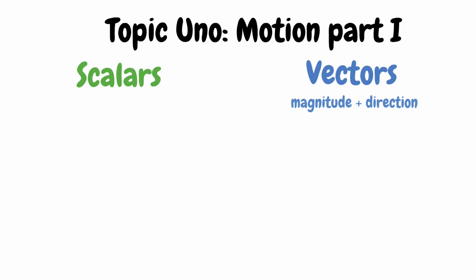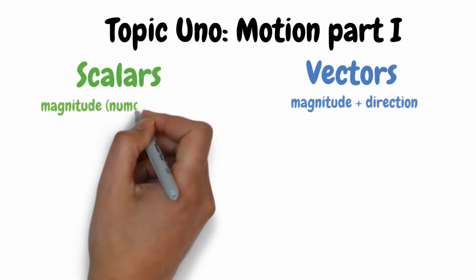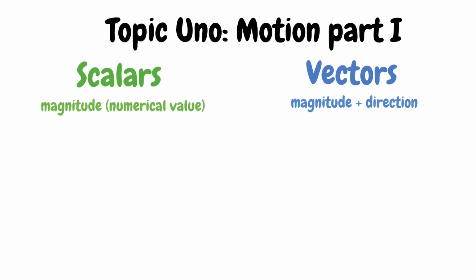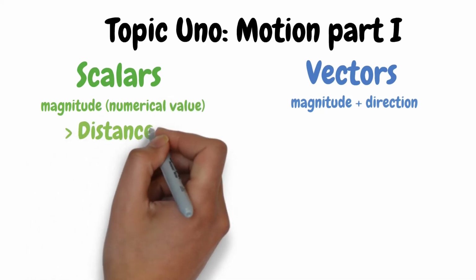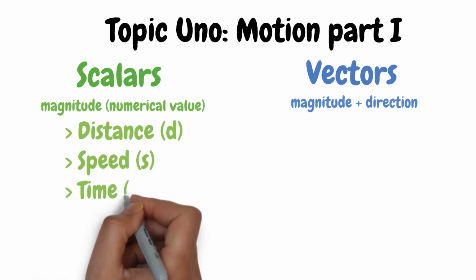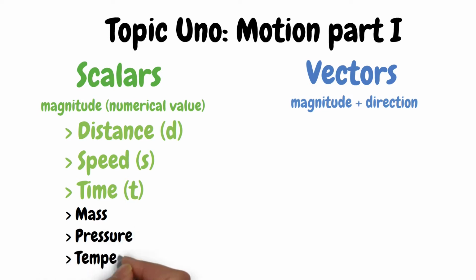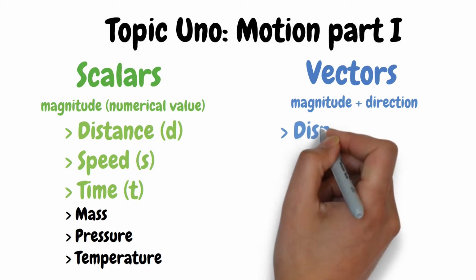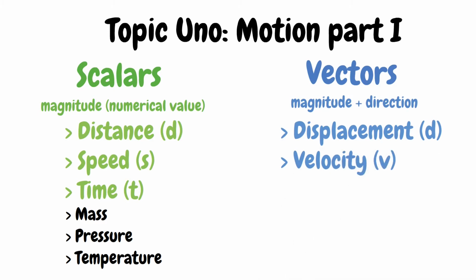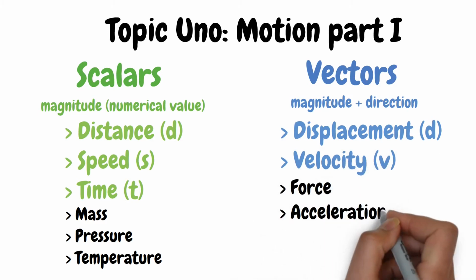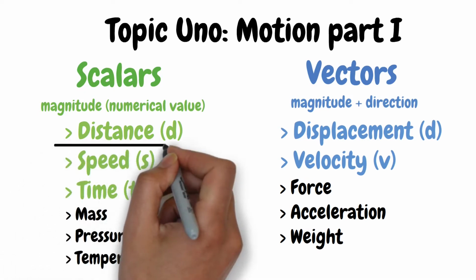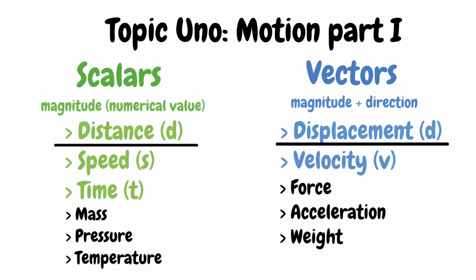Okay, so I will provide some examples. What are scalar quantities and what are vector quantities? Distance is a scalar. We also have speed, time, mass, pressure, and temperature. These are some of the examples we have for scalars. For vector quantities, we have displacement, velocity, force, acceleration, and weight. For this video, we will focus on the difference between distance and displacement.